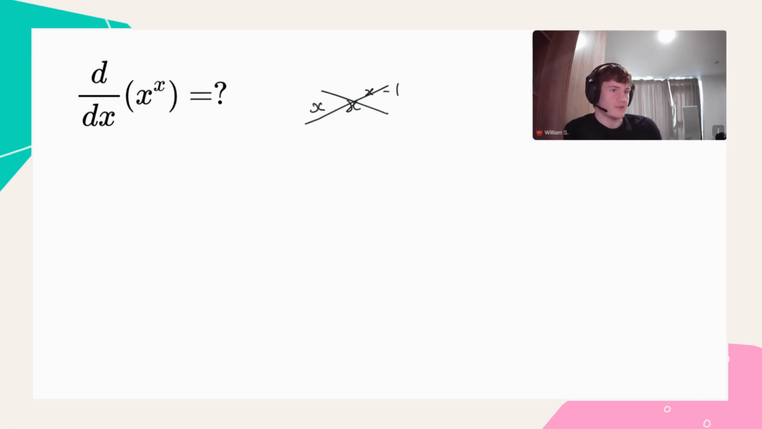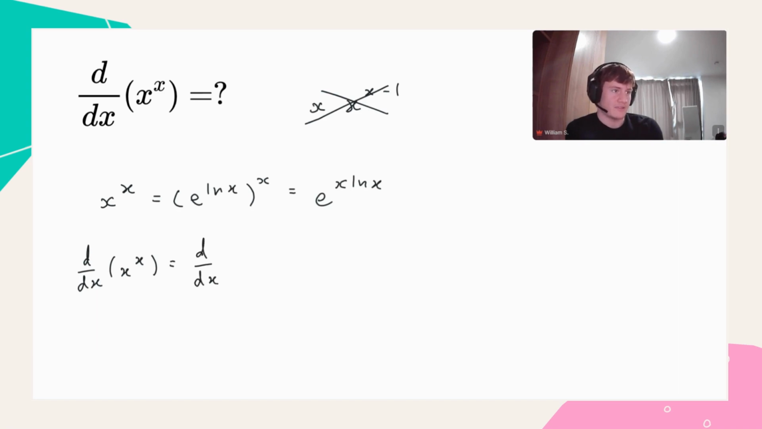So instead what we're going to do is rewrite x to the x in a more approachable form. We can replace the base x with e to the ln x, using the fact that exponentials and logarithms are inverses, and that's to the x, and then by the law of indices, e to the x ln x. So we can see that the derivative we want is the derivative of e to the x ln x.